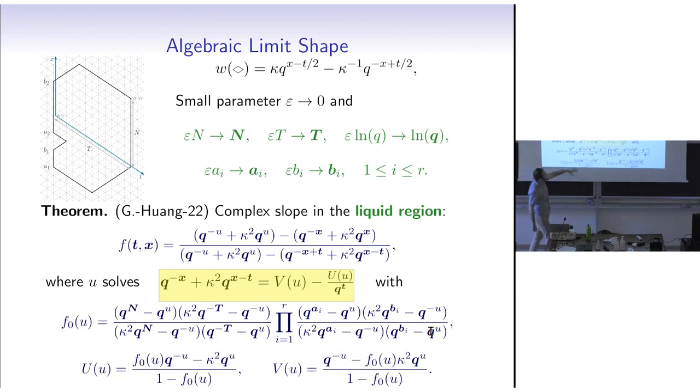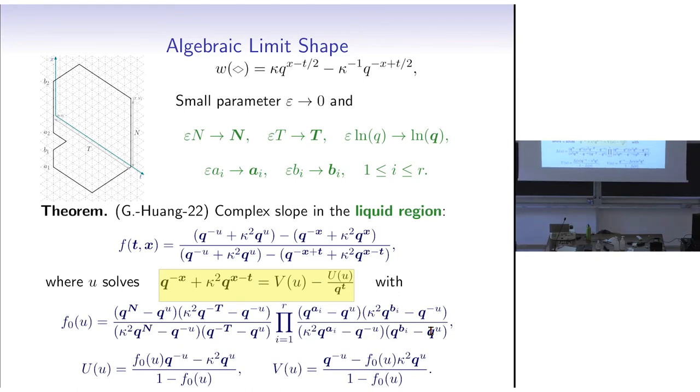And now there's an equation in u. After you clear the denominators, it is just an algebraic equation, maybe in q to the u. So you solve this algebraic equation. Now, what will happen is that inside the liquid region, inside the region where you expect to see something non-trivial, this equation will have mostly real solutions, except for four complex solutions, which will all be related to each other. There'll be two in the upper half plane, two in the lower half plane. And there's some symmetry why there are four rather than two.